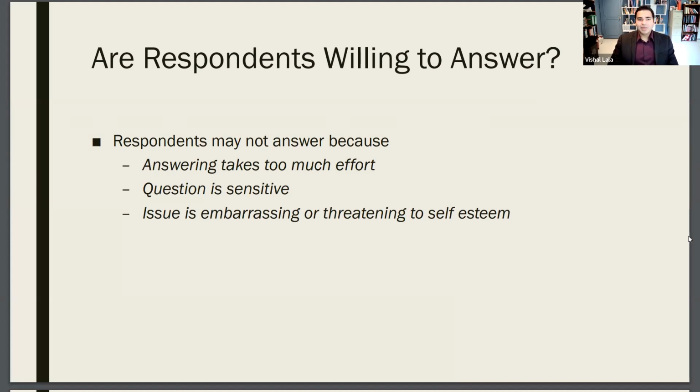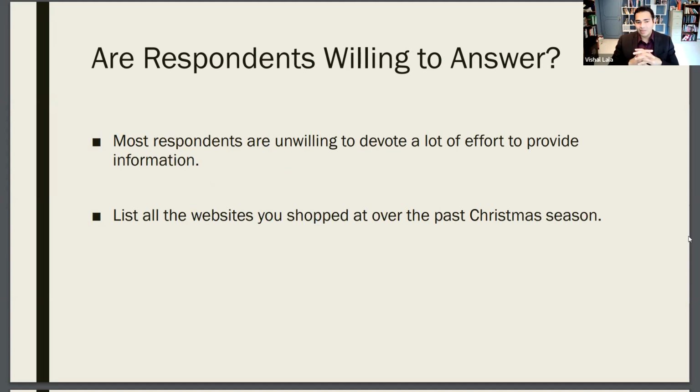There are cases where the respondents may just not want to answer because they're not willing to answer. So, for instance, this happens when people feel like answering is going to take too much effort, or the question is sensitive, a question about something deeply personal, or one that is embarrassing or threatening to their self-esteem, like a question about the use of personal enhancement products of some sort. So there are situations where respondents might not be willing to answer a question, and you've got to now figure out, how can I make it easier for them to answer? How can I make it practical and possible?